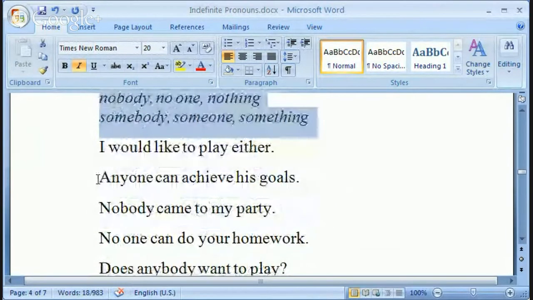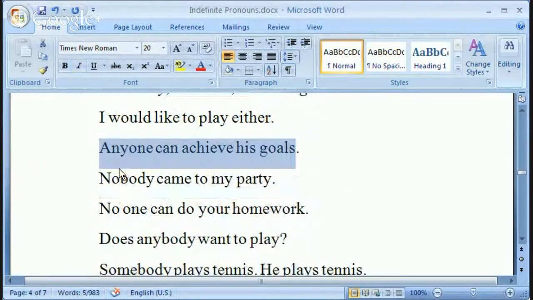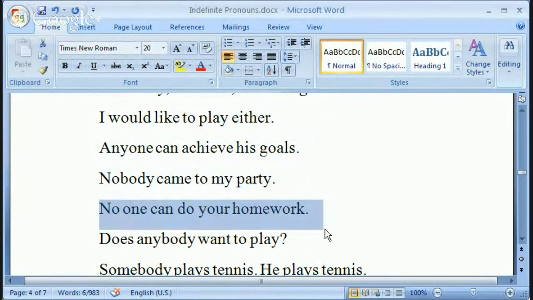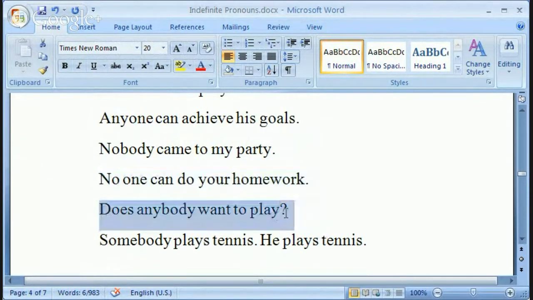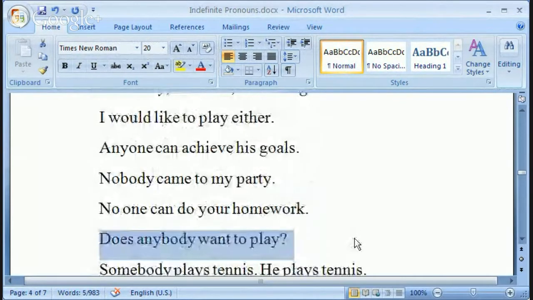Okay. Well, I understand that I make some sentences just like these. Anyone can achieve his goals. Nobody came to my party. No one can do your homework. Does anybody want to play? So, using one of these words as the subject, just as in these examples.